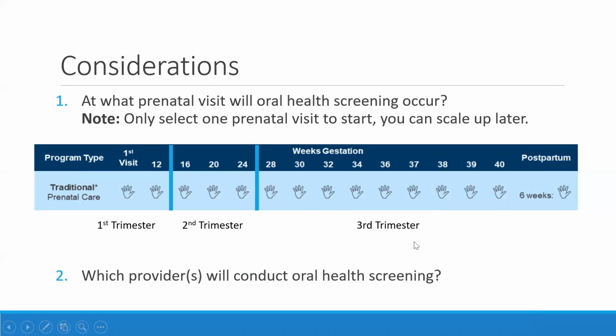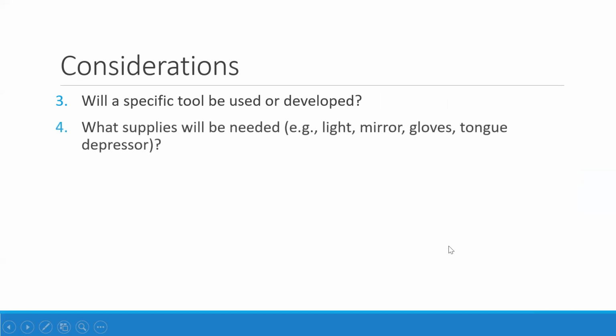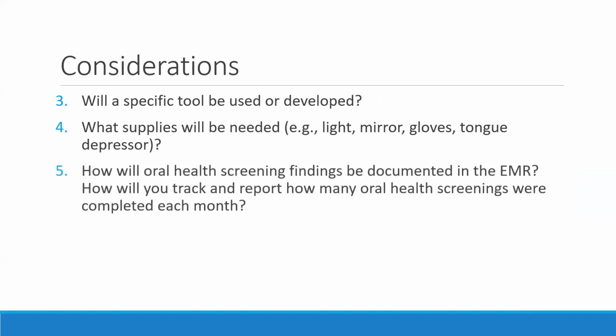Consideration number 2, which provider or providers will conduct oral health screenings? Consideration number 3, will a specific tool be used or developed? Consideration 4, what supplies will be needed? For example, a light, mirror, gloves, tongue depressor. In consideration number 5, how will oral health screening findings be documented in the EMR? How will you track and report how many screenings were completed each month?